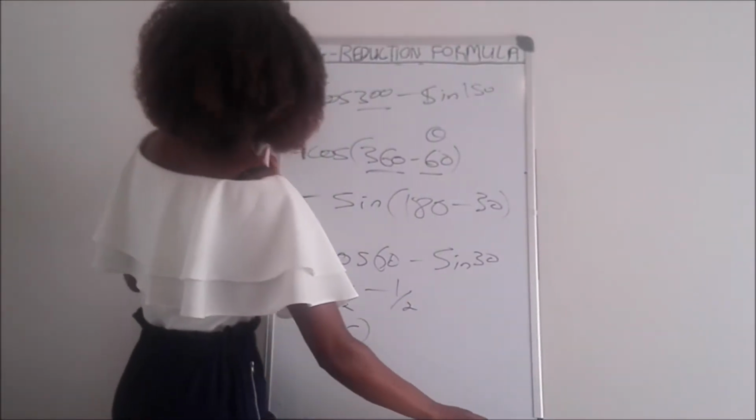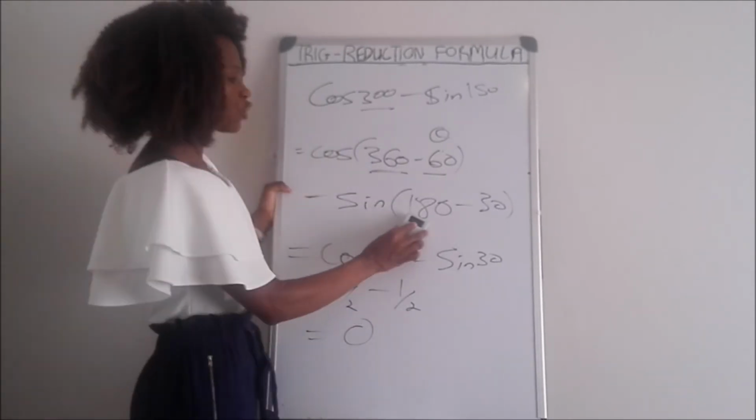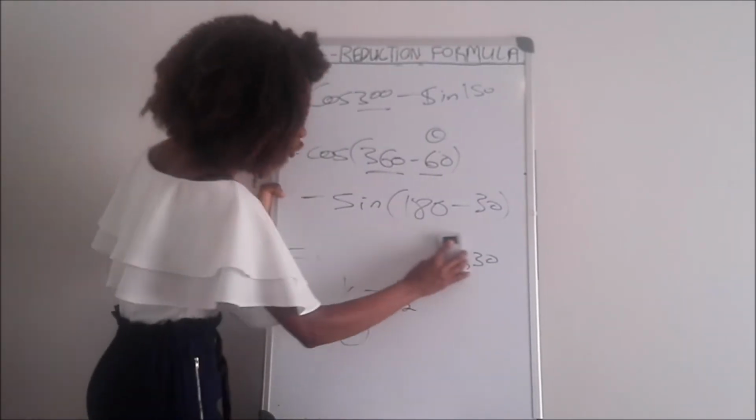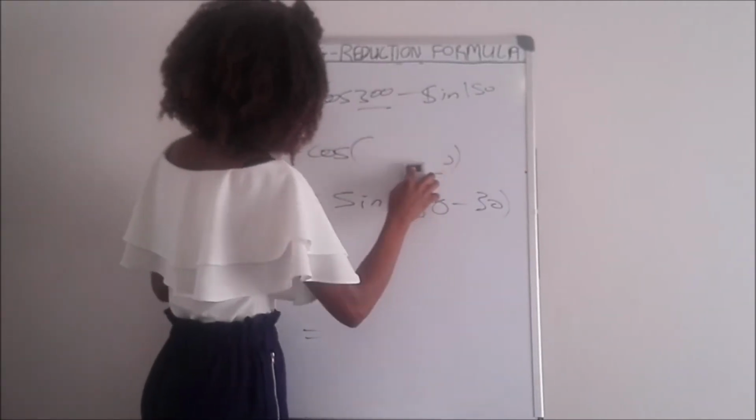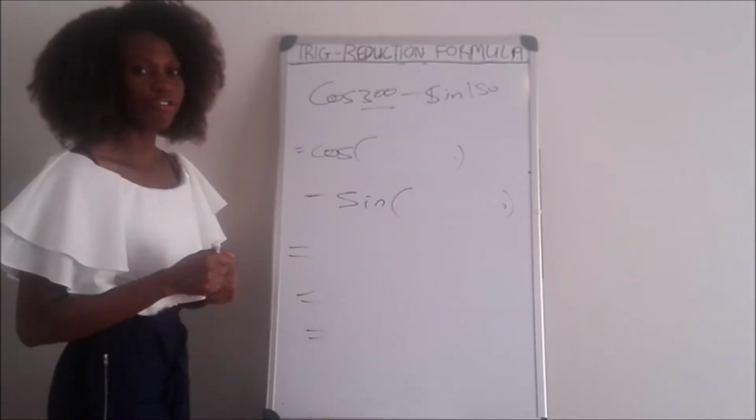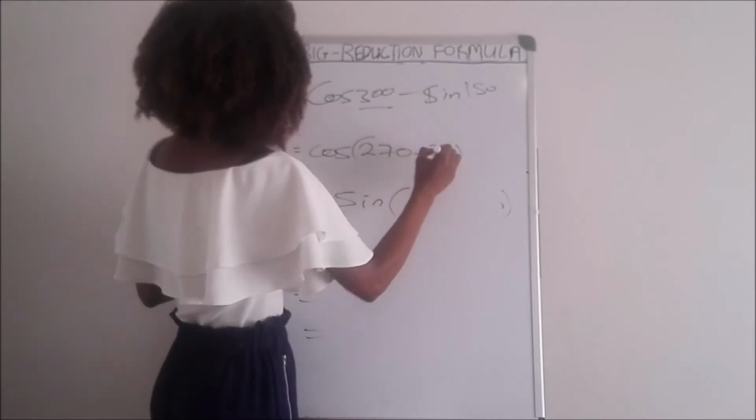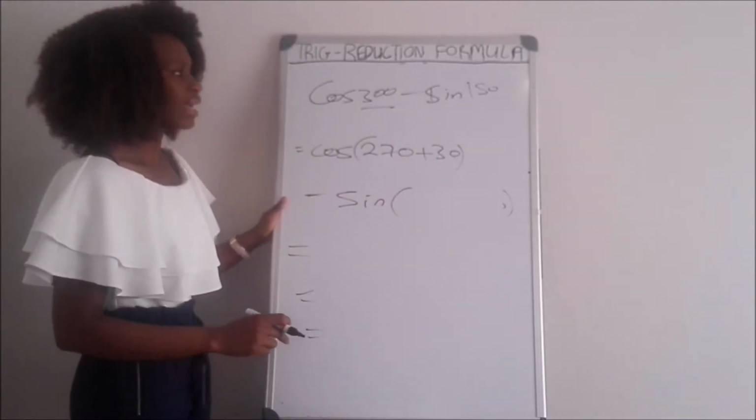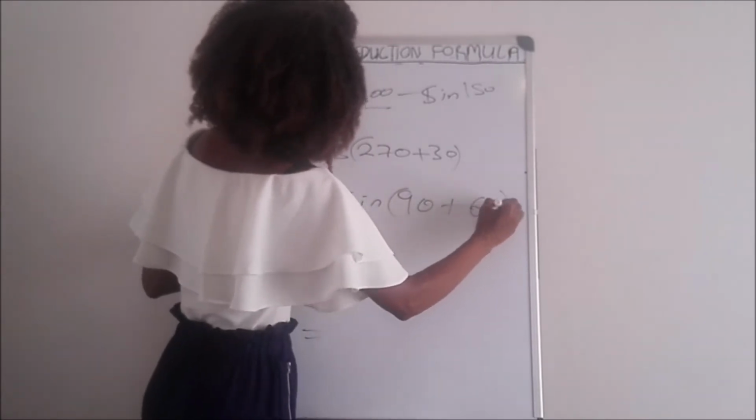Alright, okay, let's do the very same example, but not using 360 minus 60 and not using 180 minus 30, and show you that you can still get the answer even if you use different numbers. Then we have cos 300, which we can change to 270 plus 30. And sine of 150 is the same as saying 90 plus 60.